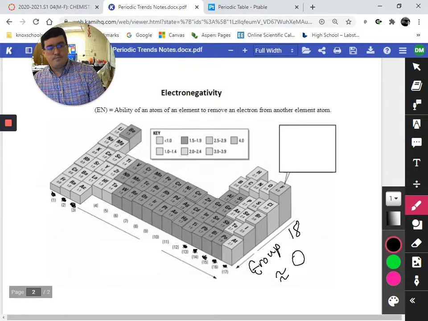Up above here, I've left a box because it is one of the most important ones. And you notice if you look at it, it is the tallest element here. Fluorine is the element with the highest one.